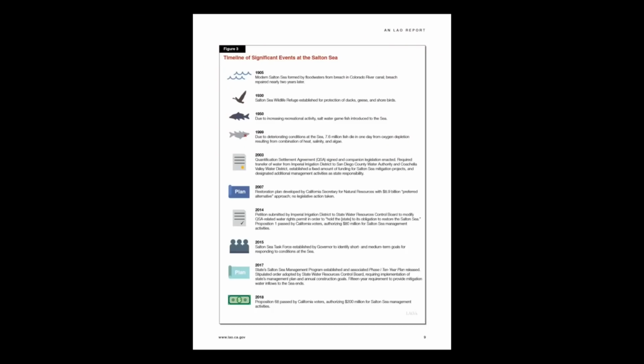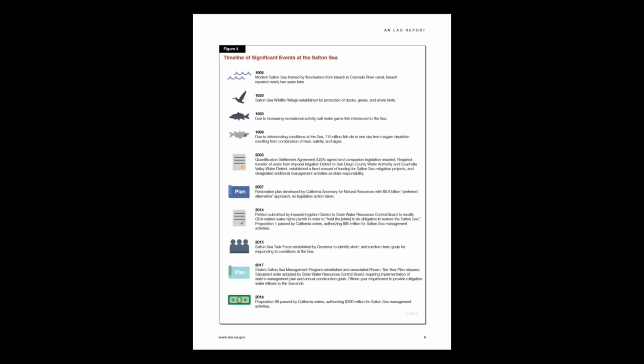What we're looking at here is a report from California's Legislative Analyst's Office, and I wanted to include Figure 3 in this report because I actually think it does a really good job at laying out the timeline and catching us up to 2020, where we're at today. And it has some significant events that we've already talked about, like 1905, the origin of the sea. But it also has some other interesting events, like in 1950, how they introduced saltwater game, and this increased recreational activity, and that's why you saw the boom in tourism. But it also has shocking statistics, like how 7.6 million fish died in one day in 1999, all from oxygen depletion.